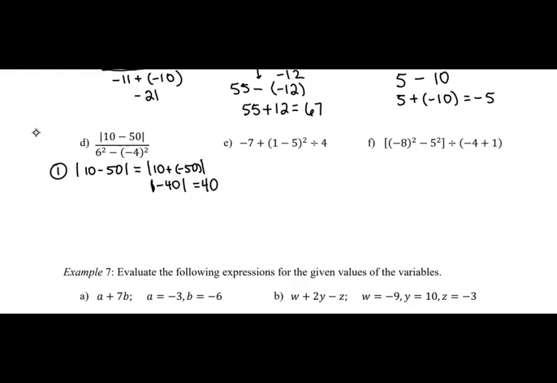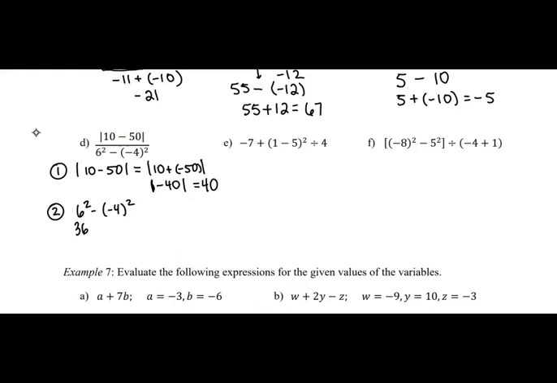So that's step 1. Step 2, I am going to do the denominator. So I'm going to do 6 squared minus negative 4 squared. 6 squared is 6 times 6, 36. I cannot combine the two negative numbers. I cannot make that a plus yet, because what I'm doing is squaring negative 4.